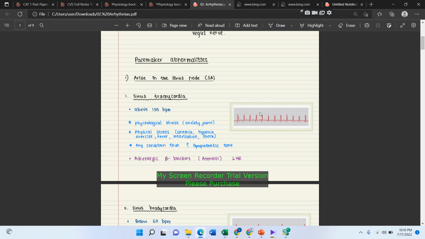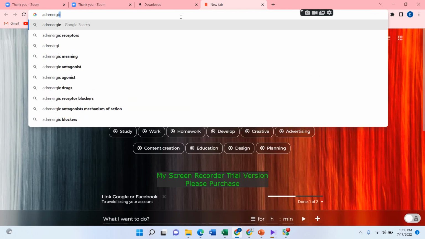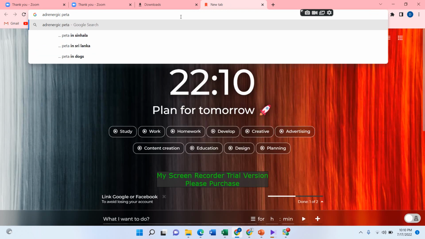The drug that we can use to reduce this condition, like in anemia, hypoxia, or anxiety and panic, is atenolol. Atenolol is an adrenergic beta blocker. Adrenergic beta receptors are found at places where the sympathetic nervous supply happens. So for example, let's Google it: adrenergic beta blockers.